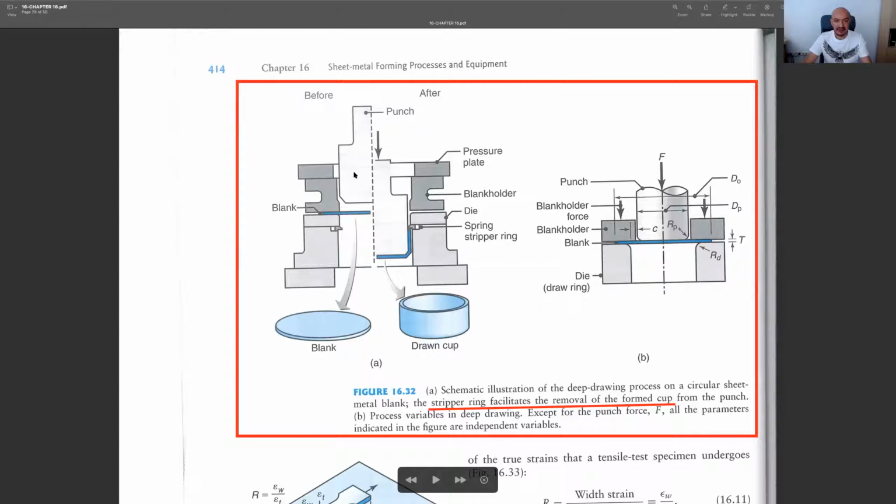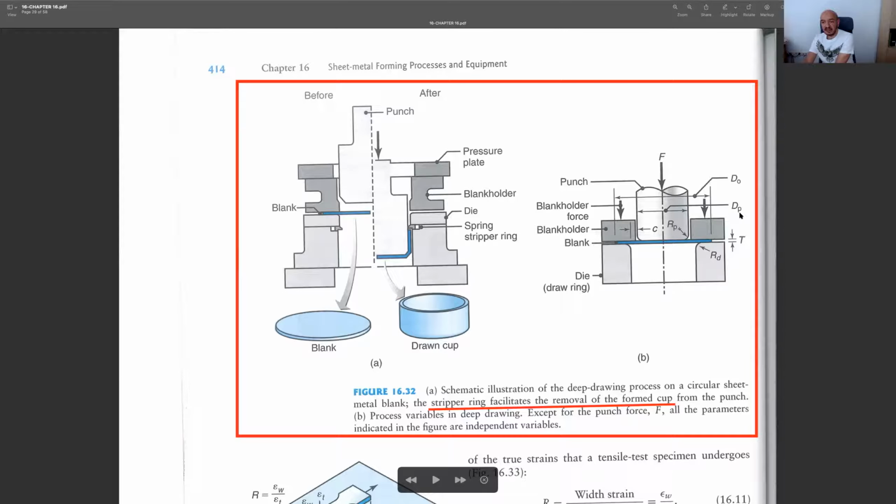You see, we simply push our punch into this die, and after this operation, it will take the shape of a cup. Later, with the help of this stripper ring, we can easily remove our cup from the punch, since otherwise they may stick together. You cannot easily remove this cup from the punch. With the help of this little part, the cup is removed in an automated manner.